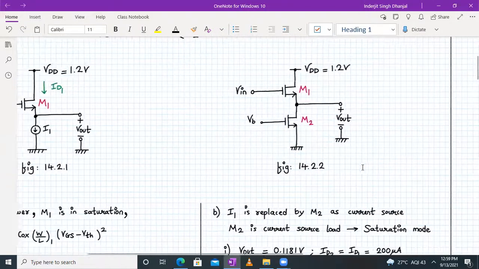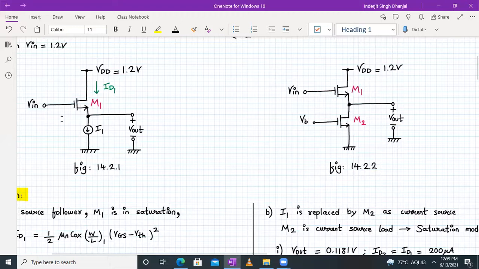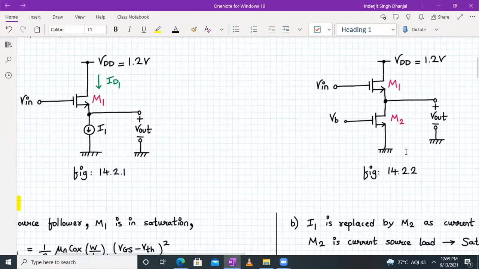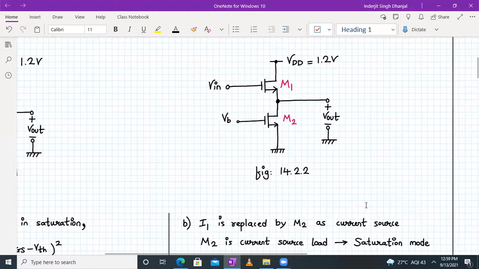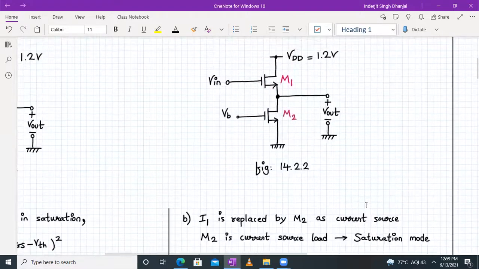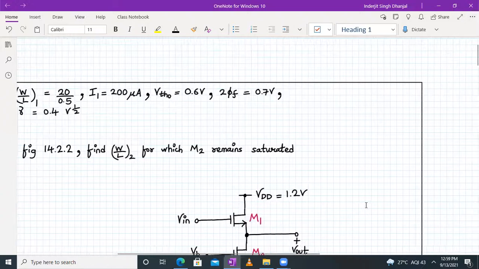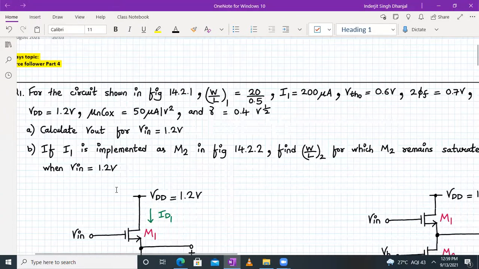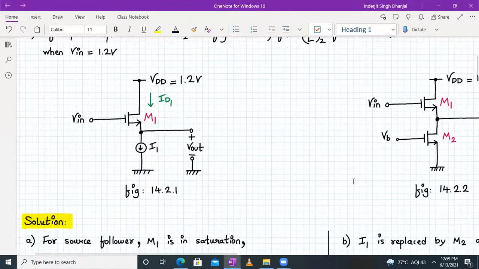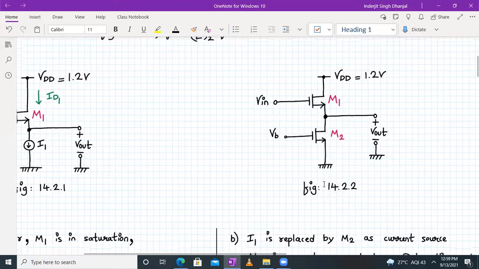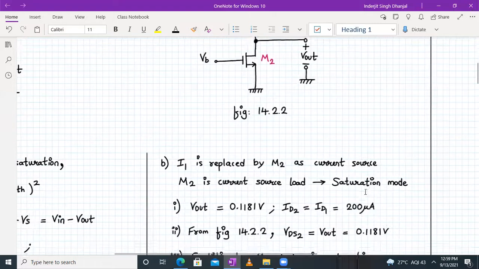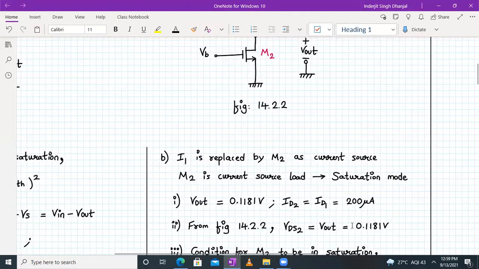So what we are doing over here is replacing the I1 current source with the MOSFET M2. We have estimated the value of I1 from the previous result, and we'll start from there only. See here, Vin was equal to 1.2 volt, which means I1 won't change. I1 was nothing but your ID1 or ID2. In this case, both the currents flowing in transistors M1 and M2 will be the same, so ID1 is equal to ID2 is equal to 200 microamperes.